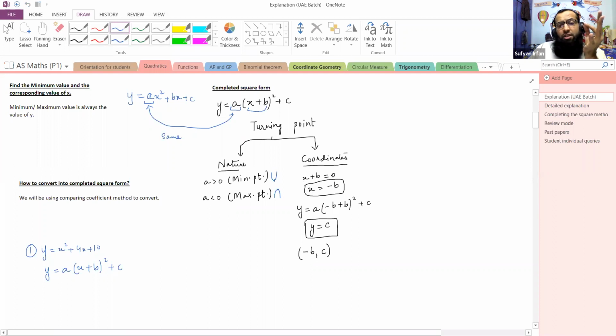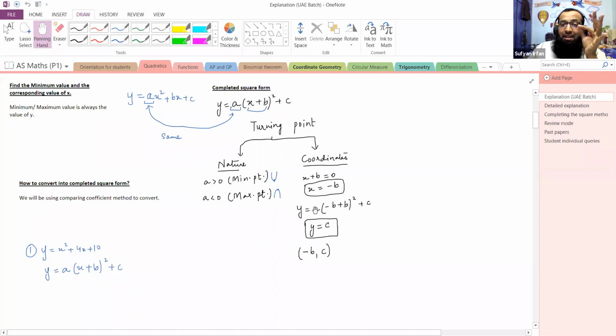And then we are going to substitute this x value again over here. Let's do that. If x is negative b, let's suppose, and if we are substituting negative b over here, it would be like this: a, in place of x, we are substituting negative b, plus b, whole square, plus c. We all know that negative b plus b is 0. 0 when squared is 0.